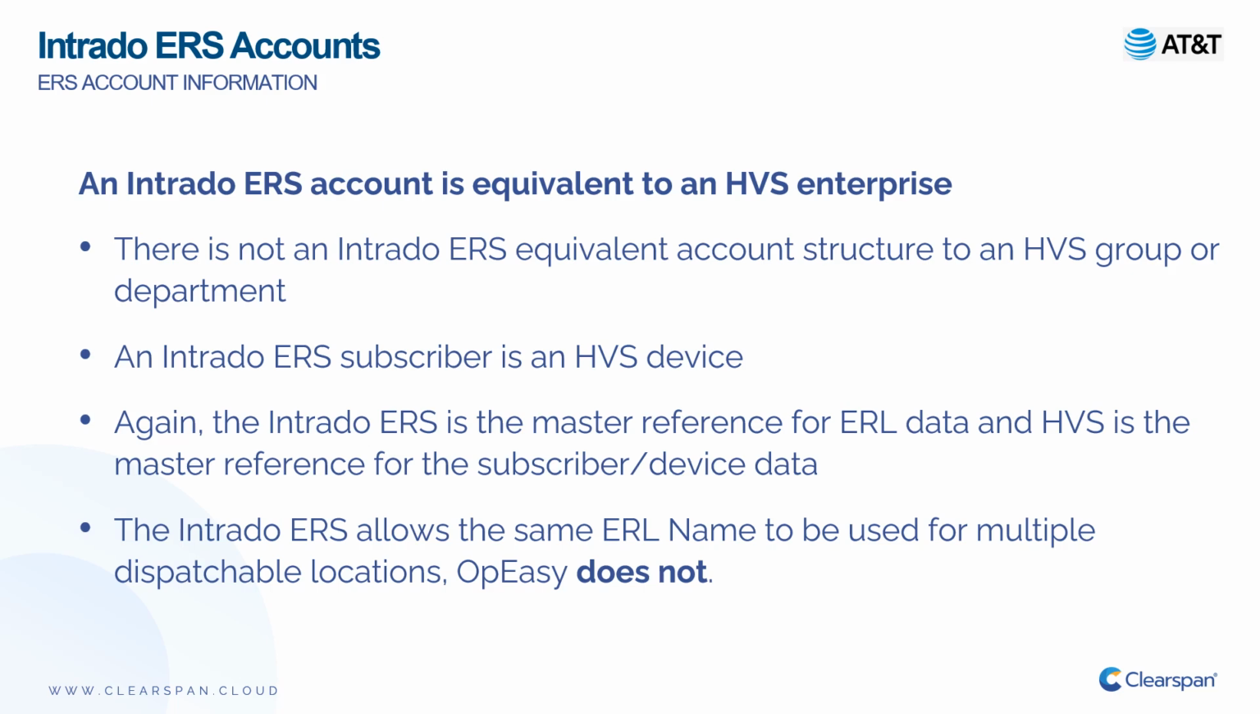The Intrado ERS allows the same ERL name to be used for multiple dispatchable locations. OpEasy does not. The dispatchable location to populate into the ERS is based on the ERL name, not the 32-character ERL ID or the multi-character address. This is intended to make it easier and more intuitive on the administrator.